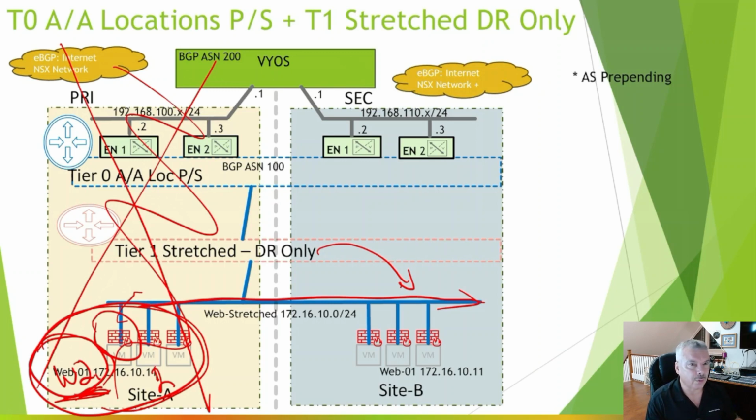I'll do another one. Right now my tier 0, my tier 1 has no services. What happens if I throw services on my tier 1? Can get a little interesting. I'll do a video on that one later, okay?